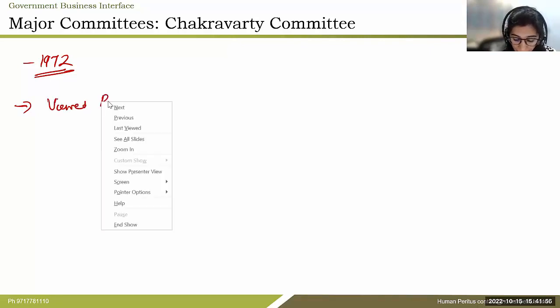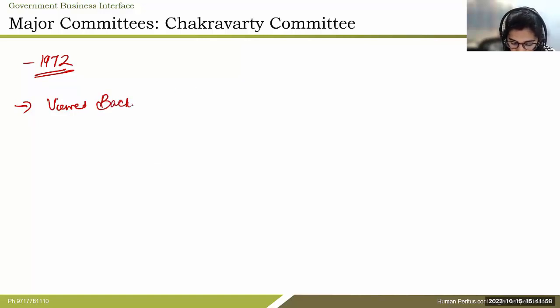All right. Next up, Chakravarti Committee. Chakravarti Committee was set up in 1972. It was another committee which was there to identify the backward regions. And also the committee viewed the problem. What was the major thing about this committee? That it viewed backwardness as multidimensional.